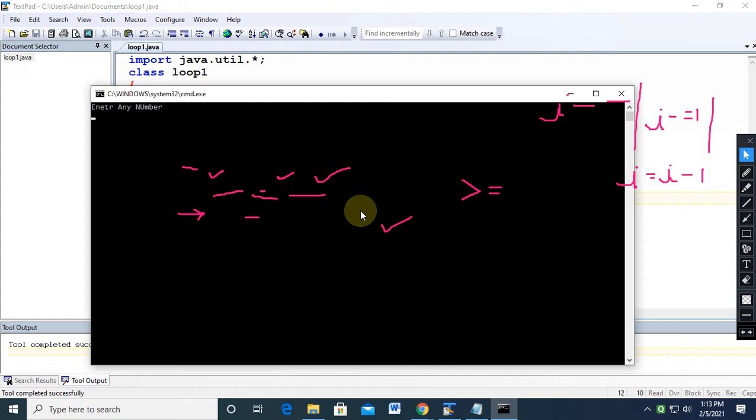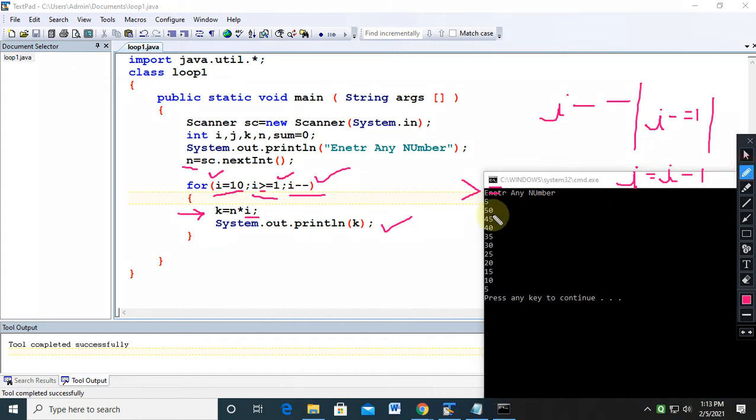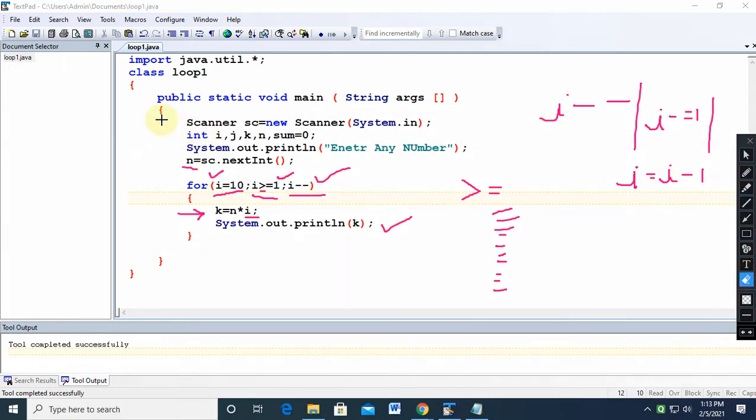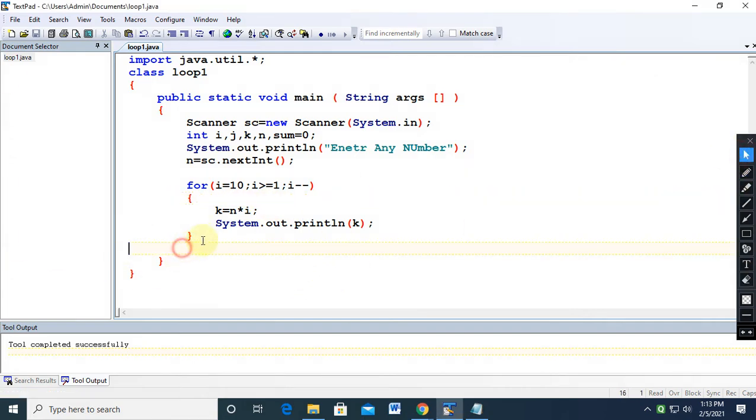Now see, if you want to print the table of 5, first of all we are multiplying 5 by 10 like this here, then 9, then 8, 7, 6, 5, 4, 3, 2, 1. I hope this one is clear. Am I clear? Yes, sir. Any doubt? No, sir. Good. Please note this down in your notebook, everyone.